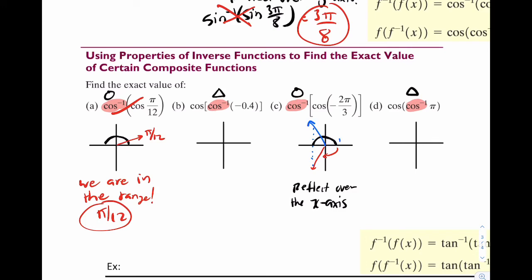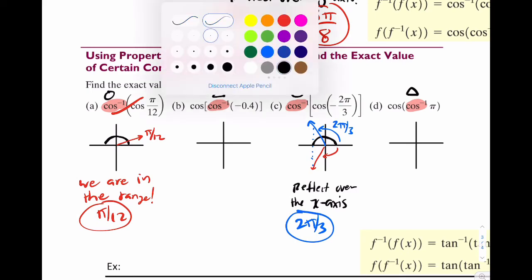So what's our new angle? That's positive 2 pi over 3. So 2 pi over 3 is your new answer. Done. Okay, let's do the triangle ones.